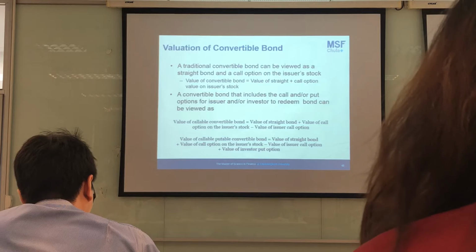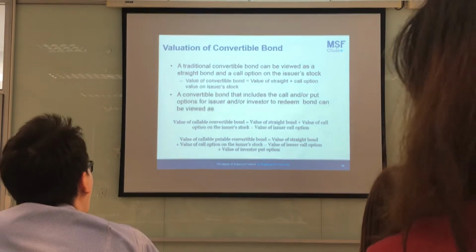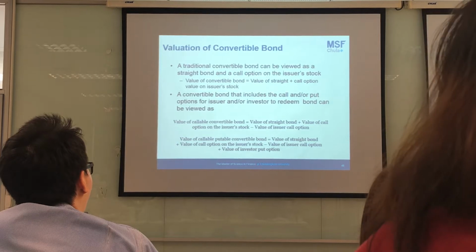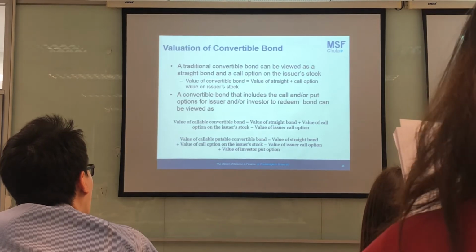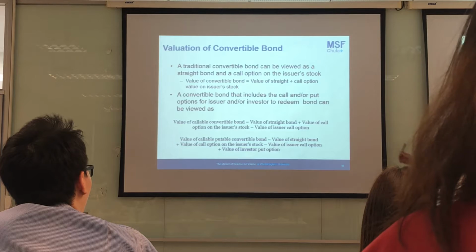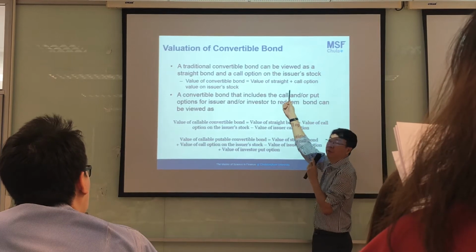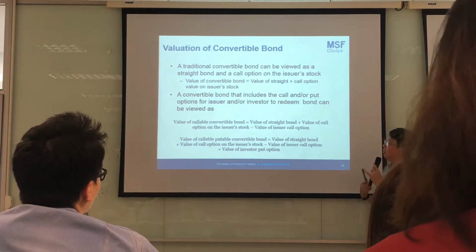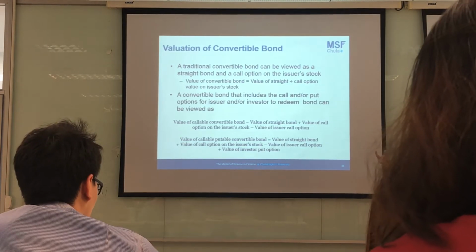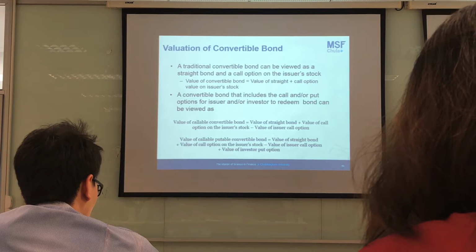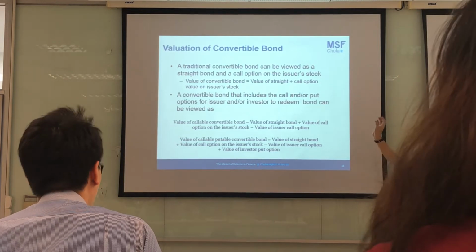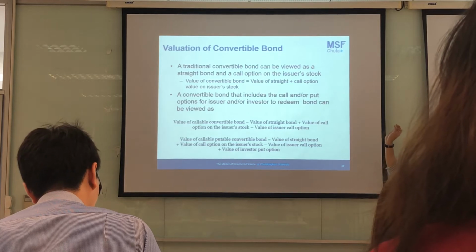As I mentioned, the value of the convertible bond is just a sum. The bondholder pays for the straight bond plus pays for the option on the stock. This is the value of the convertible bond. So in order to come up with the fair price of a convertible bond, you can estimate the value of the straight bond, right? However, estimating the value of this call option on the stock is quite hard.